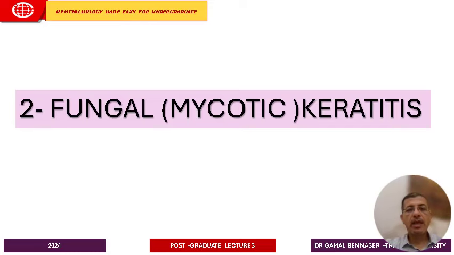Now we come to the second most important cause of infectious keratitis after bacterial keratitis, which is fungal keratitis. Now we will discuss different types of fungal keratitis, different varieties, the Aspergillus, the Fusarium, and the Candida keratitis, and we will discuss different studies like the MUTT studies, the Mycotic Ulcer Treatment Trials, for the management of fungal keratitis, and the new modalities in the management of fungal keratitis.